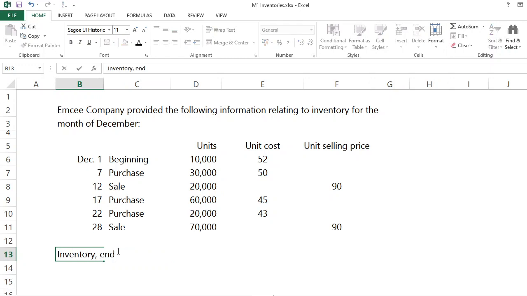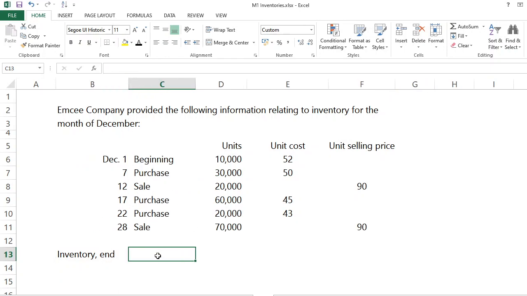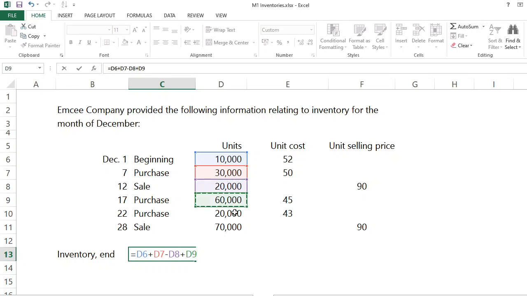Inventory, so compute na nato kung pila kabuok ang nabilin. Naay 10,000 beginning. Nipalit daw kag 30, so nadugangan imuhang units, imong materials or inventory specifically. Namaligya kag 20, so bawas, outflow yon. Nipalit na pud kag 60, so add. Palit na pud kag 20, so add na pud. Namaligya na pud kag 70, minus na pud.